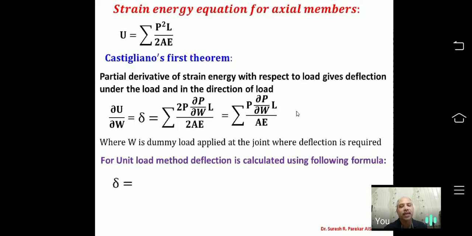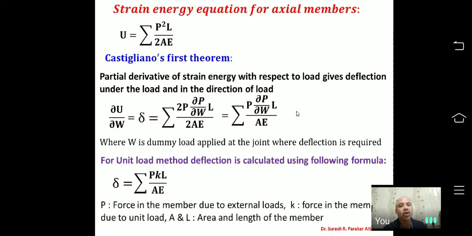And then you can see we are going to get the value of delta, that will be equal to summation PkL upon AE. P are the forces in the members due to external loads, k the forces in the members due to unit force, L the length of the member, A the cross sectional area, and E the Young's modulus. So knowing all values, we are in a position to determine the value of delta, that is deflection.